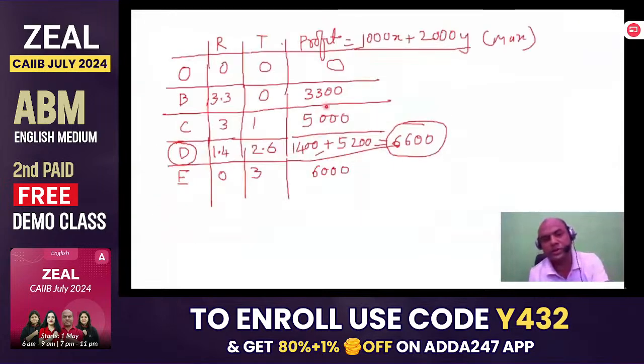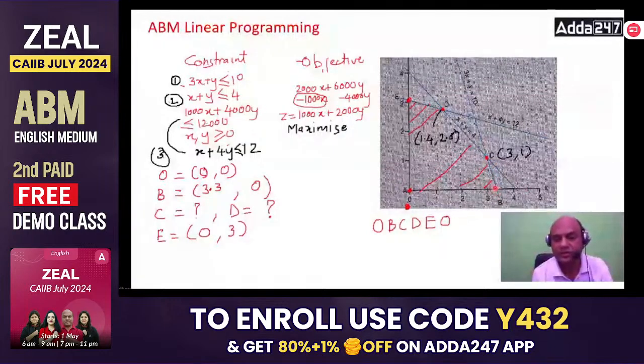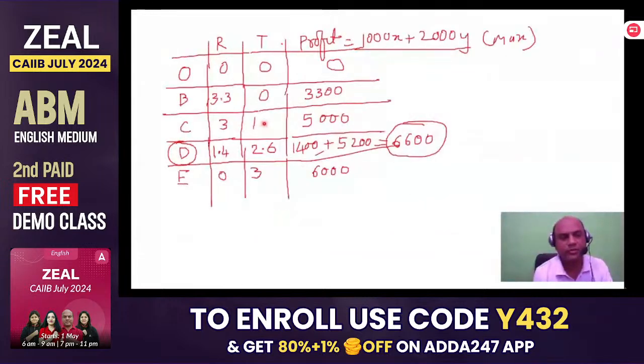So plot these points. O, B, C, D, E, all the points you have written. O is 0, 0. B is 3.3 comma 0. This is B. This we got yesterday only. C is 3 comma 1. Put this value 3 comma 1 over here. D is 1.44, 2.66 and E is 0 comma 3.